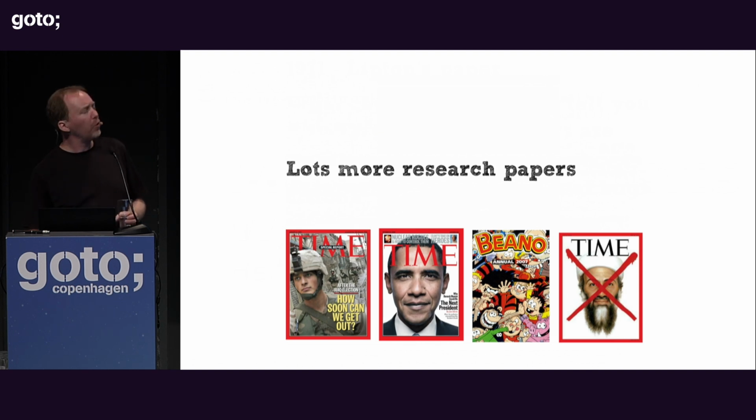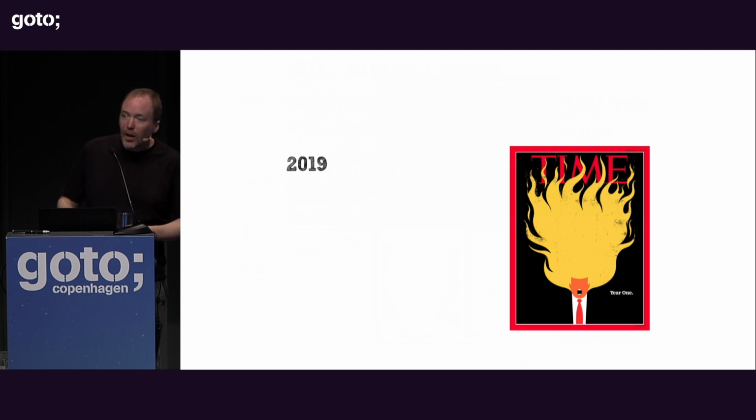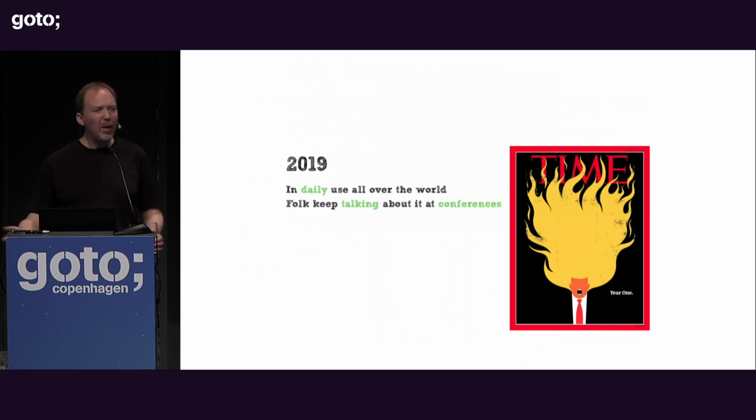Into the noughties, lots more research papers, and we find ourselves in 2019. Now, I have a lot of problems with 2019. There's some things fundamentally wrong with 2019, which I'm not happy about. But in terms of mutation testing, it's actually quite good. It's in daily use all over the world. People keep talking about it at conferences, and not just me, which is great.